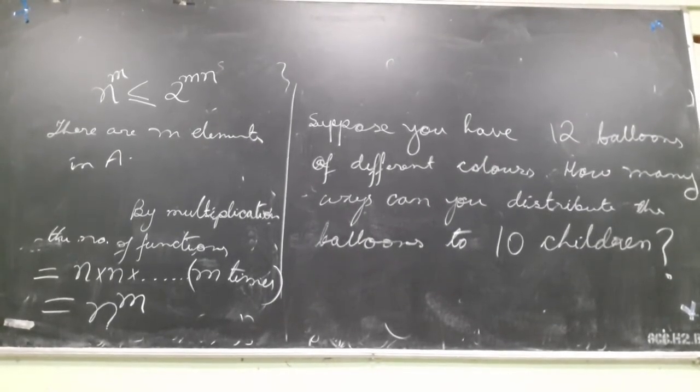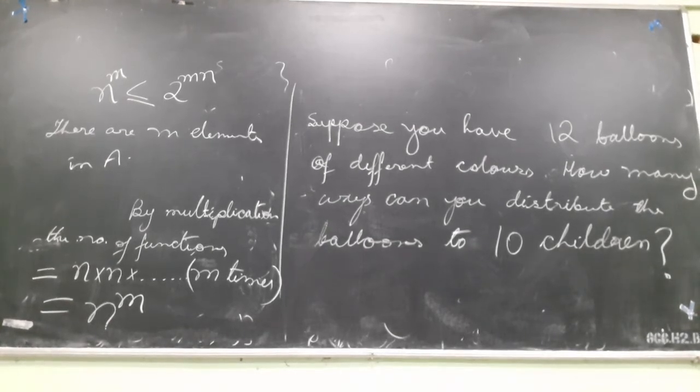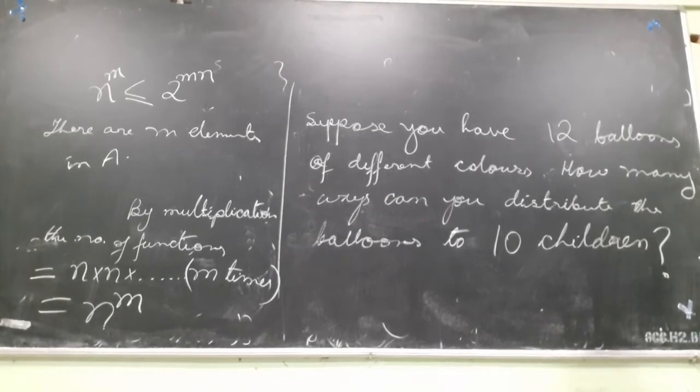Distribute 12 balloons of different colors. So why not 12 P 10, or 12 C 10, or 20 C 8? The number of balloons. 10 to the power 12, or what? Which one is correct? 20 C 8 or 10 to the power 12? 20 C 8, why? So 10 children are 10 children.